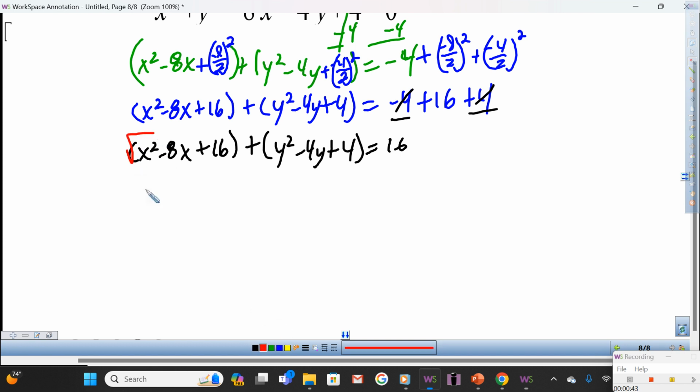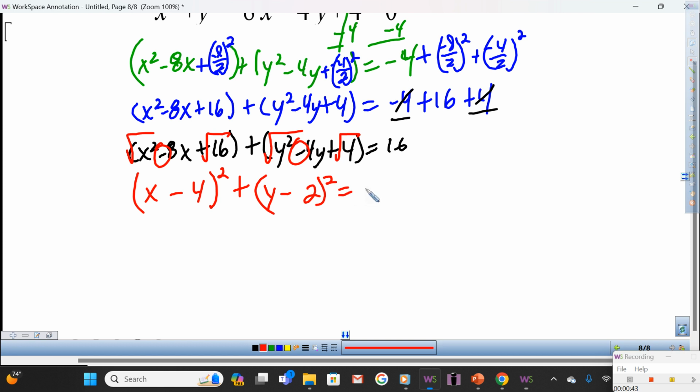Okay, square root of the first, x. Square root of the last, 4. Sign of the middle, minus, squared. Square root of the first, y. Square root of the last, 2. Sign of the middle, minus, squared, and all that equal to 16. So far, so good. Now we have it in standard form, so now we're ready to graph. That means we need a center, and we need a radius. Tell your neighbor what the center and radius are. Then we're going to have Jacob give us the center and the radius.